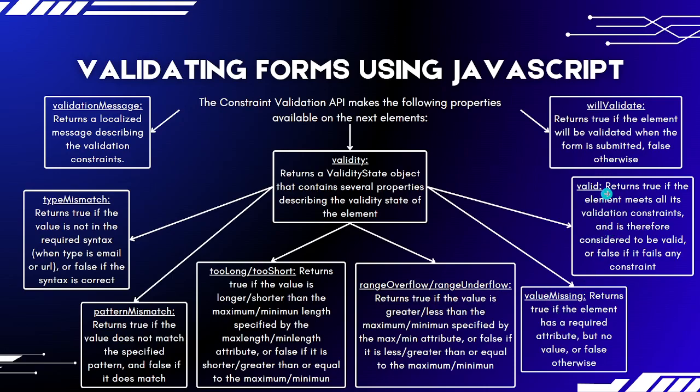Valid: if any constraint is not followed, it is going to return false. If all the constraints are followed, it means that it is valid, it meets all its validation constraints, and it's going to return true.